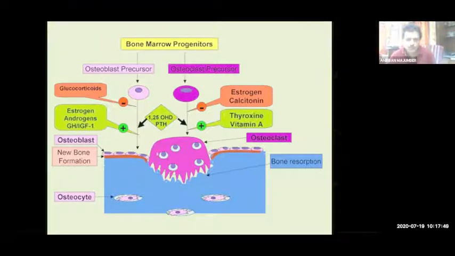Now these two cells are under the influence of many factors. I have told you about the parathyroid hormone and the calcitonin, but they are also under the influence of estrogen, androgen, growth hormone, glucocorticoid, and many other factors. So all these factors influence bone remodeling, and therefore have an influence on bone strength. I think that has an influence on the development of osteoporosis or osteoporotic disorders.